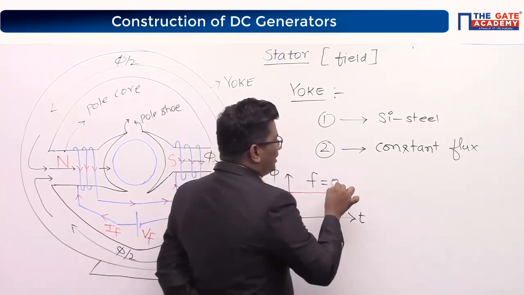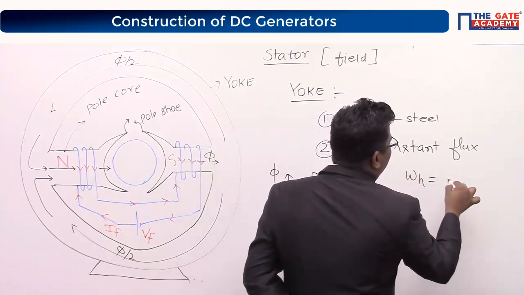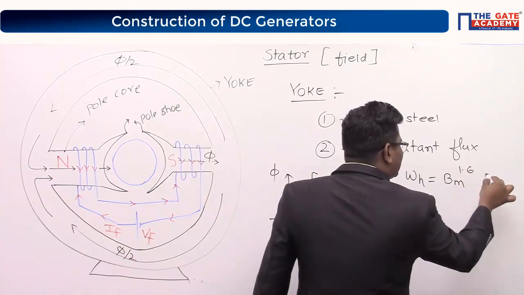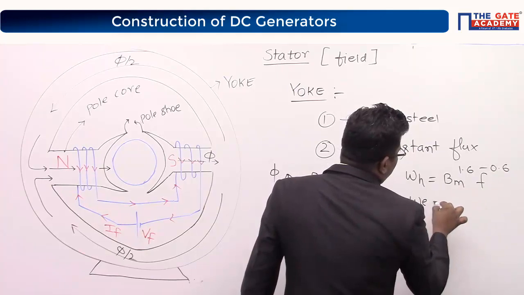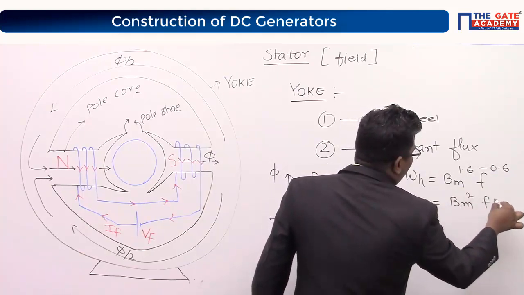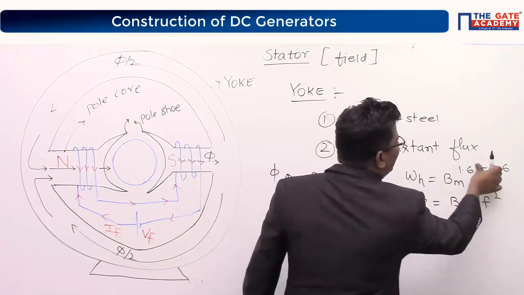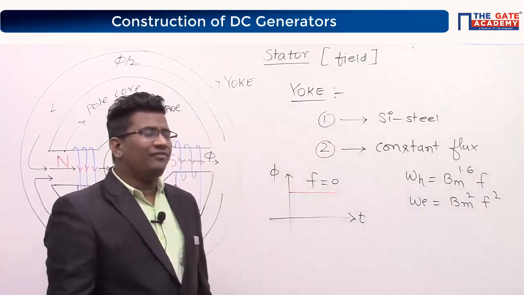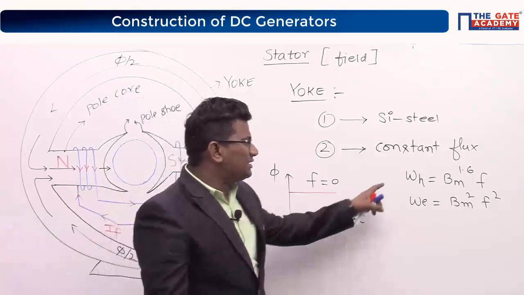No frequency means, if you remember, what is hysteresis loss? B max to the power of 1.6, F to the power of minus 0.6, correct? Eddy current loss is equal to B max square into F square. Hysteresis loss is B max to the power of 1.6 into F, and eddy current loss is B max square F square. Did you remember? These are the hysteresis and eddy current losses.